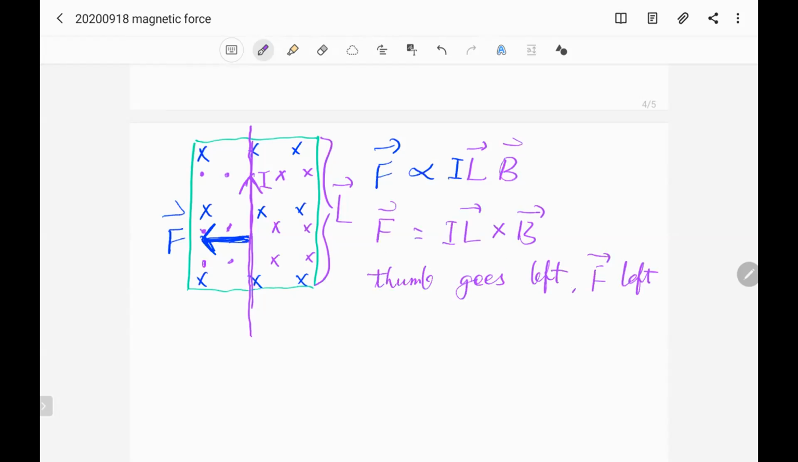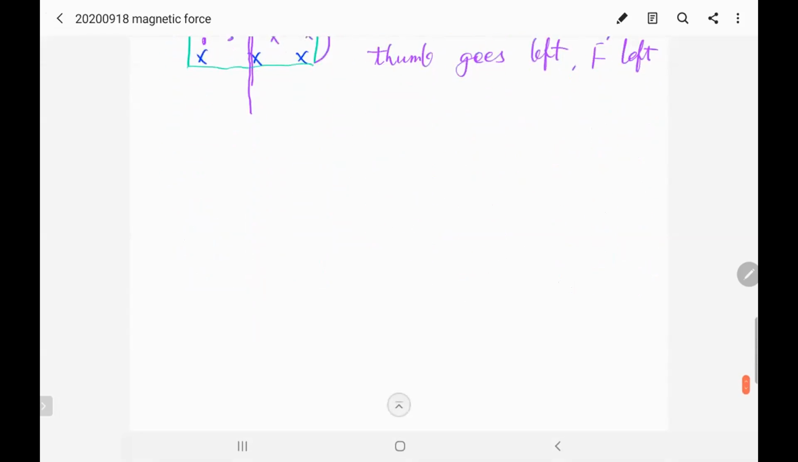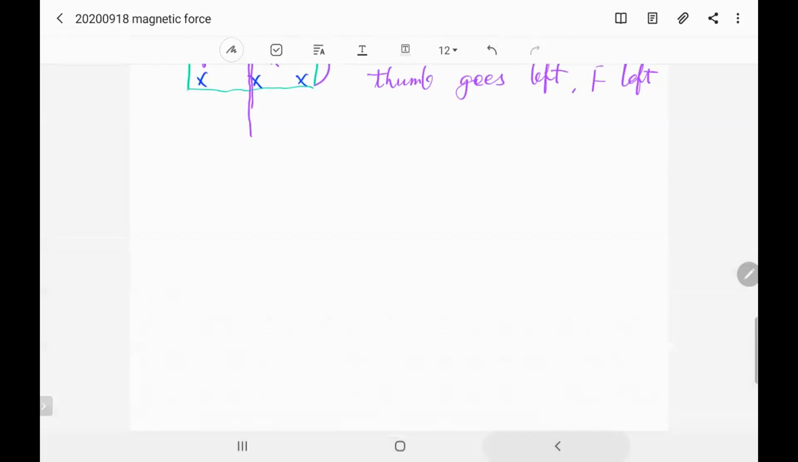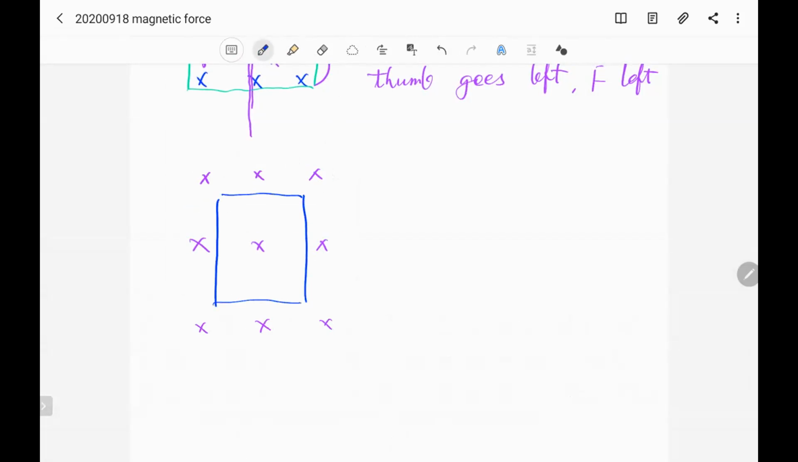So if in the magnetic field we have a loop of current, so we have a magnetic field and a current loop, and the current goes up, down, left, and right. This is the current. Then each side of the loop will have a force on the current.